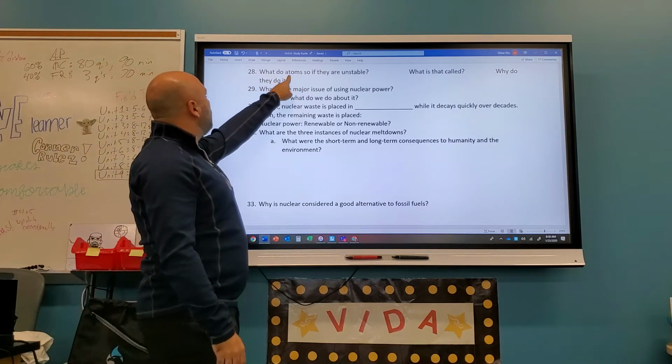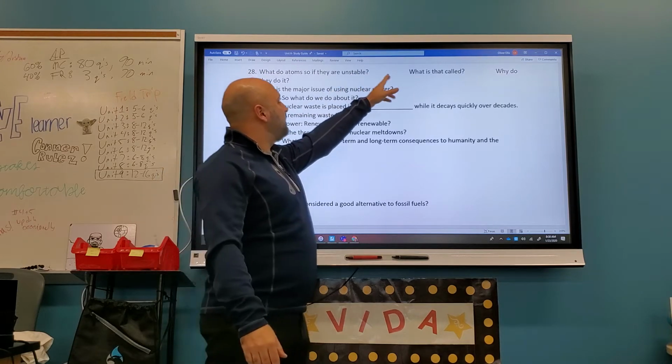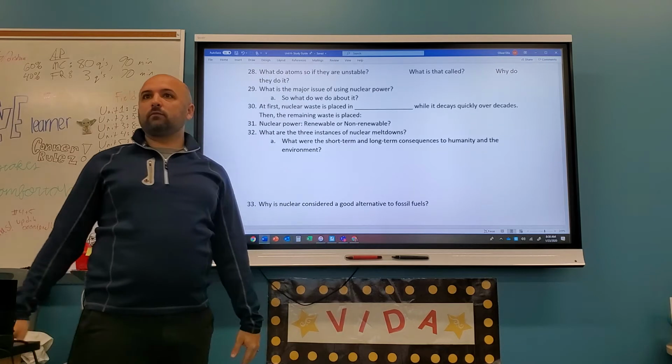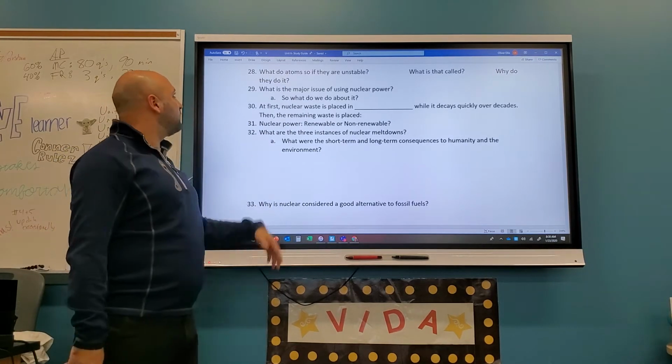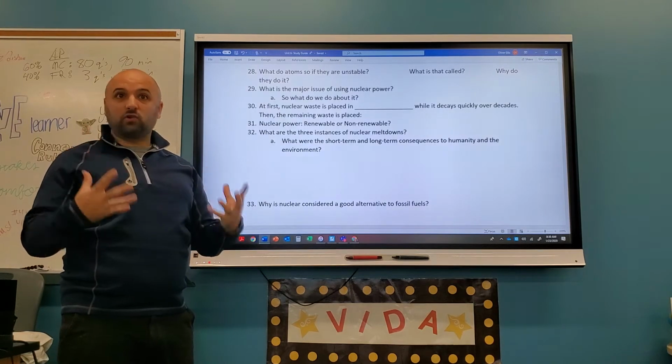So what do atoms do if they're unstable? They decay, right? And that process is called radioactivity. And why do they do it? To become more stable. So they eject these particles and become more stable. The major issue with it is that all that waste has to be stored somewhere.